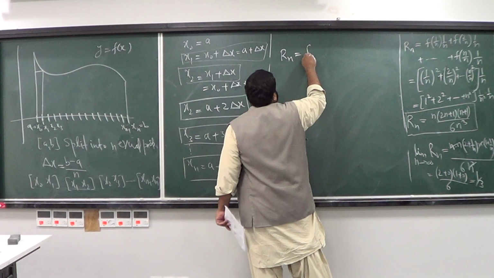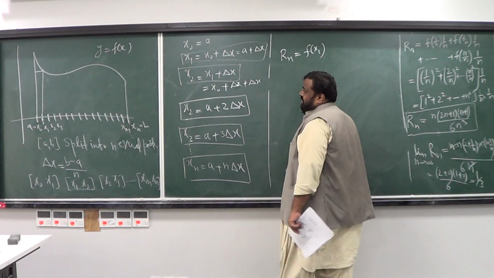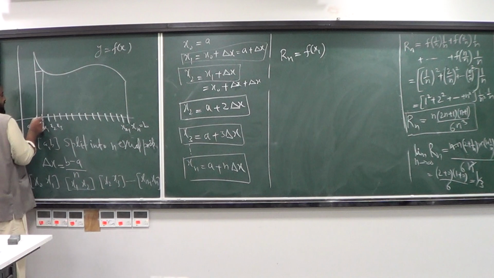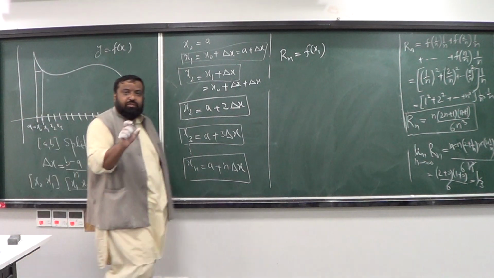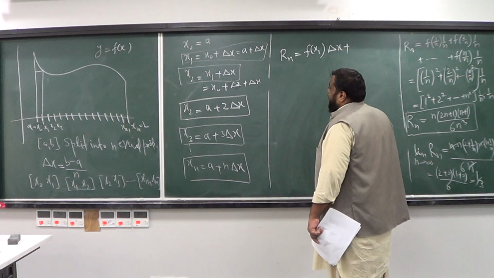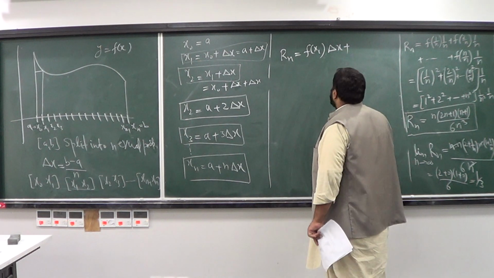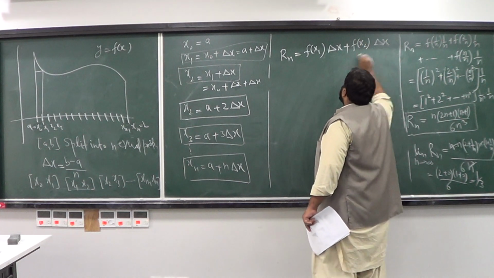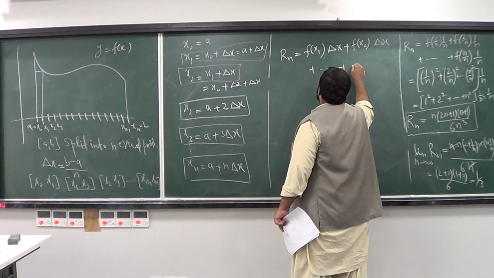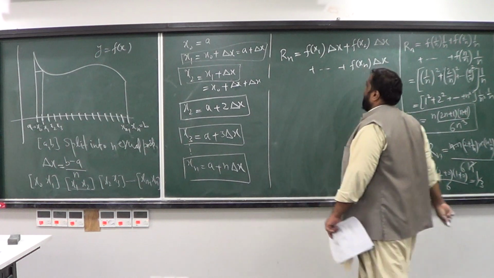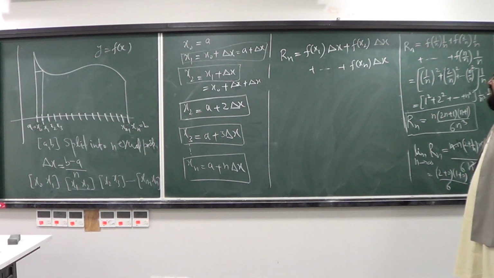So take f of x1, which is the height of the rectangle. And what is the width of the rectangle? The width is fixed, it is delta x. And then what would be the next rectangle? Take the right endpoint, f of x2 times delta x, plus so on and so forth, f of xn times delta x. So this is really the right sum.